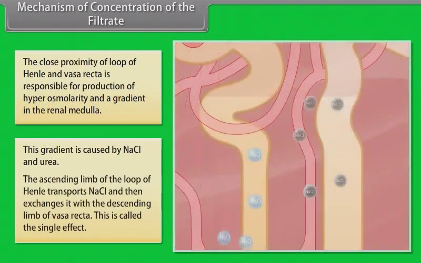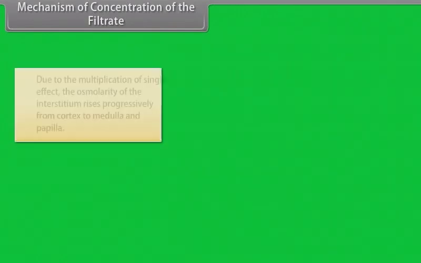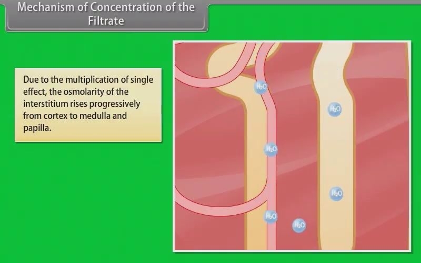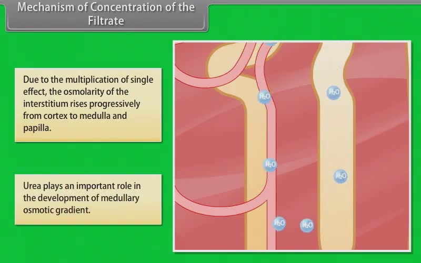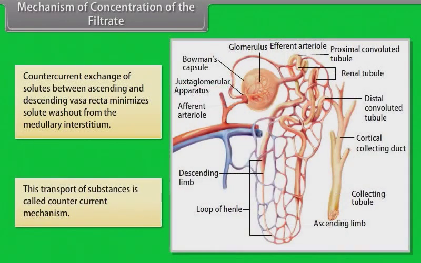The ascending limb of the loop of Henle transports NaCl and then exchanges it with the descending limb of the vasa recta. This is called the single effect. Due to multiplication of the single effect, the osmolarity of the interstitium rises progressively from cortex to medulla and papilla. Urea plays an important role in the development of the medullary osmotic gradient. Countercurrent exchange of solutes between ascending and descending vasa recta minimizes solute washout from the medullary interstitium. This transport of substances is called the counter-current mechanism.